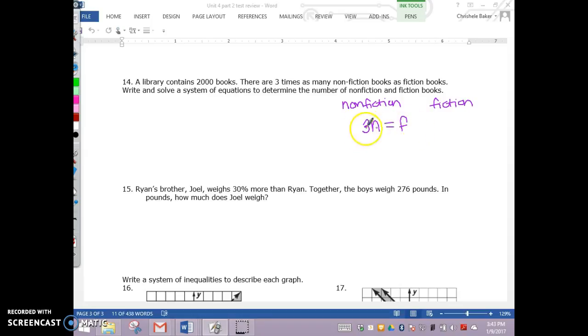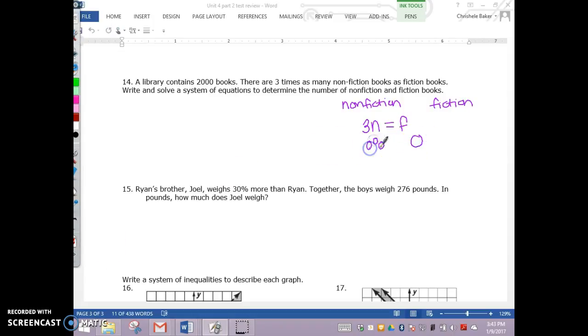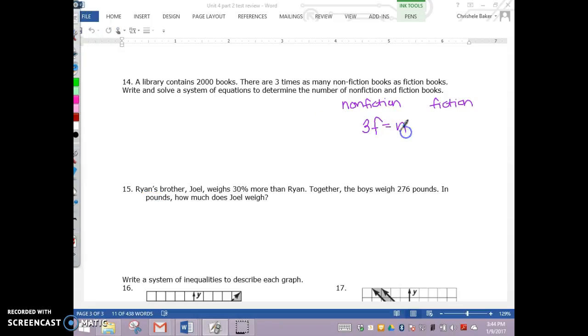Now think about this. The equal sign means they're the same. Think about a seesaw. If you have 3 Fs that would weigh the same as an N, which one would weigh the most? 3 of them together have to equal this. So the Fs are actually the smaller one, and there should be 3 times as many nonfiction as fiction. So there should be more nonfiction. So we have this backwards, and it should be 3F equals N. 3 times as many nonfictions as fictions.